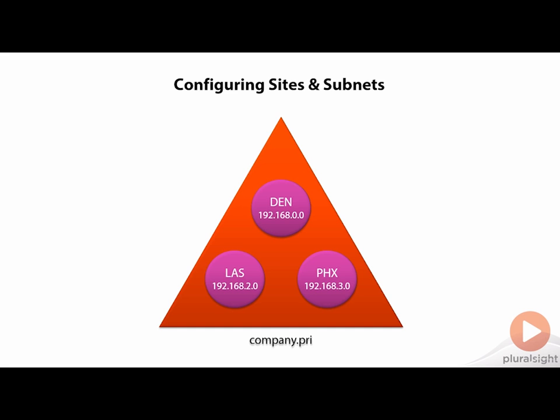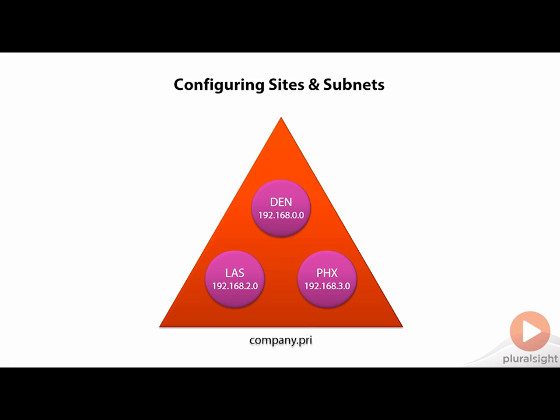The Denver site is sitting in the 192.168.0 net. The Las Vegas site is sitting in the 192.168.2 net. And the Phoenix site is sitting in the 192.168.3 net. And it's here where we have to assume that the connectivity that exists between these different locations can be different based on essentially what we've paid for.